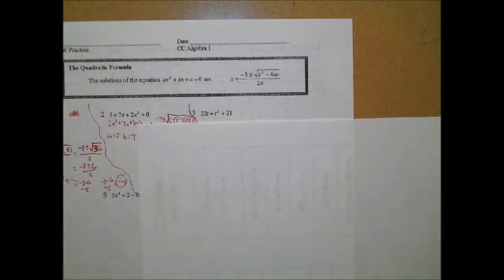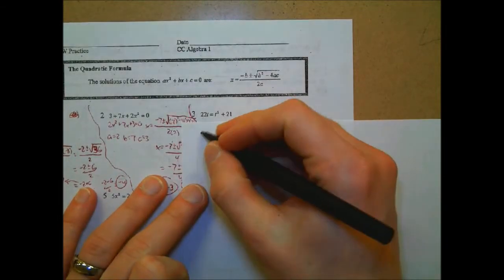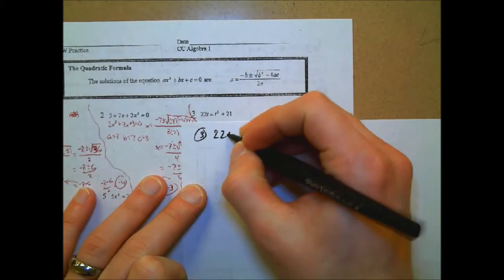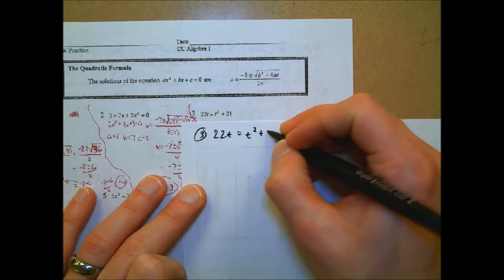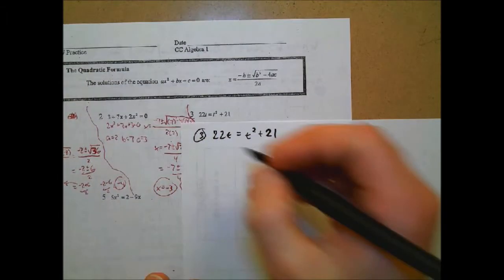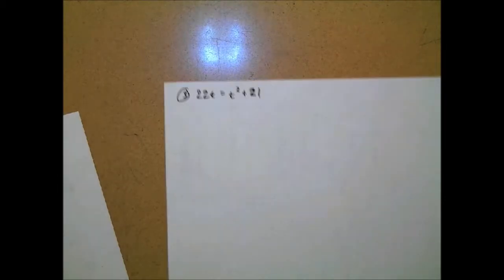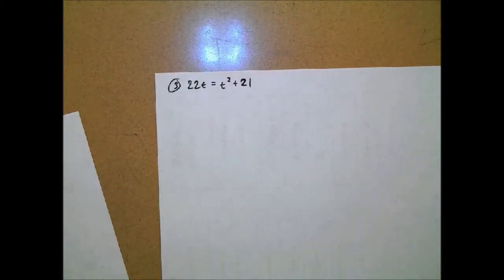All right. So this first one, number 3, is 22t equals t squared plus 21. I'm going to rewrite it there, and maybe we'll put the answer in when we have some space, once we get it solved. I'll also put the quadratic formula up on the board. Remember, you will not have to memorize the quadratic formula, but we're going to be working with it so much, you're probably just going to see it in your dreams. All right, so there it is.